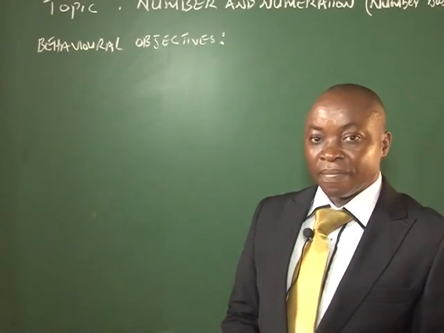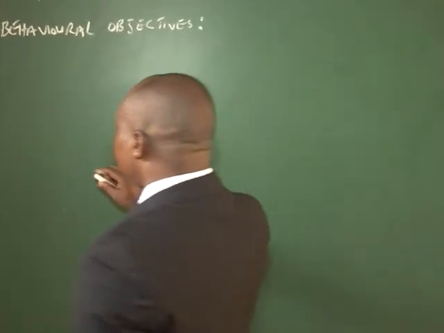Behavioral objectives. At the end of this teaching, the students will be able to convert numbers from one base to another. The students will be able to perform basic arithmetic operations, multiplication, division, subtraction, and addition of numbers. The students will be able to find an unknown base to any given number. These are the objectives. Let's take the introduction.